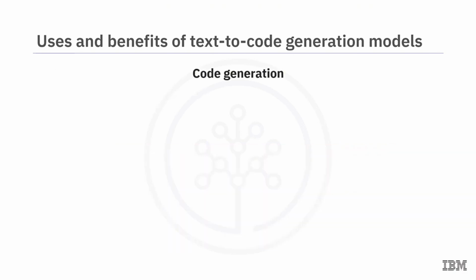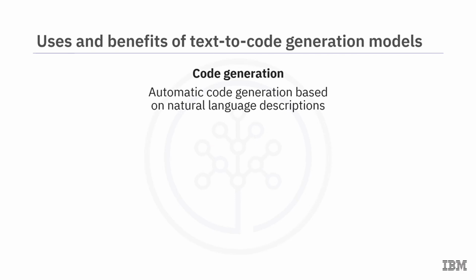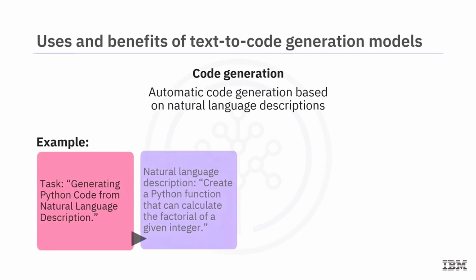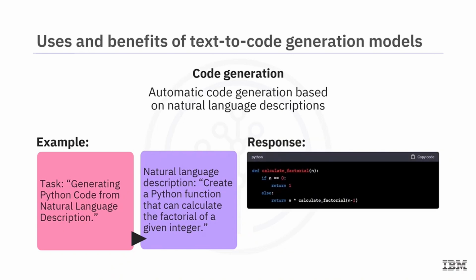Text-to-code generation models can automatically generate code based on natural language descriptions. Here's an example to illustrate how. The task is generating Python code from natural language description. The natural language description is create a Python function that can calculate the factorial of a given integer. Here, you can see the generated Python code.